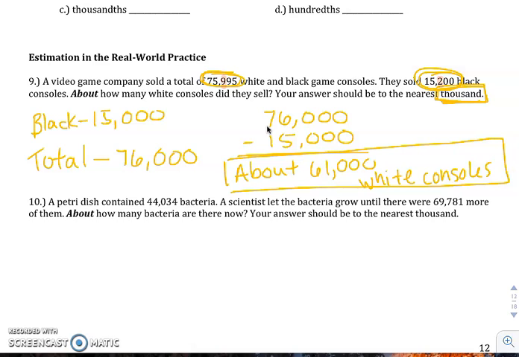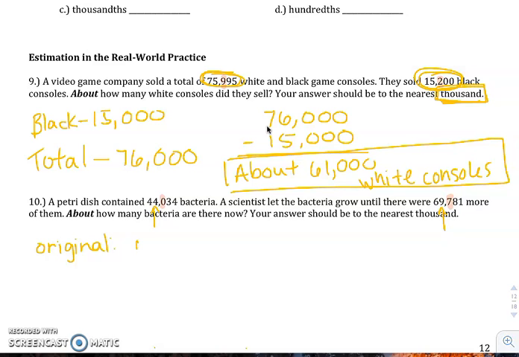So how about number 10? A petri dish contained 44,034 bacteria, and a scientist let the bacteria grow until there were 69,781 more of them. So about how many bacteria are there now? So your answer should be to the nearest 1,000 again. So we're rounding to the thousands. So looking at that number right there to see if we're going to round up or keep it the same. The original number is going to stay the same.